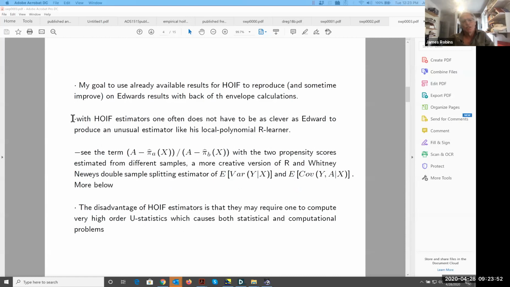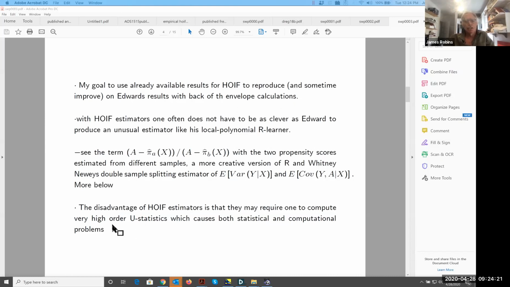With higher order influence estimates, one does not have to be as clever as Edward to produce an unusual estimator like his local polynomial R-learner, in which he has two propensity scores, which he estimates from different samples. This is an even more creative version of my double sample splitting estimators, which I'll get back to, that I introduced with Whitney Newey.